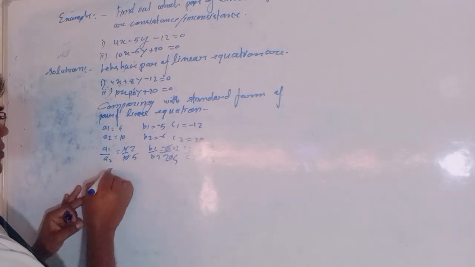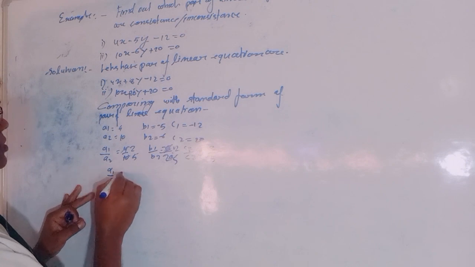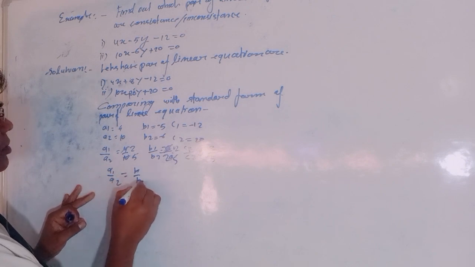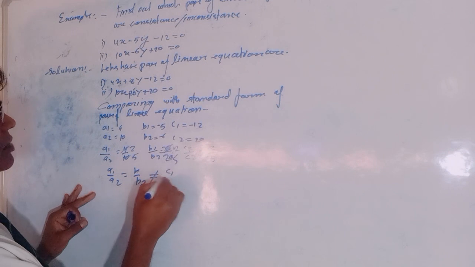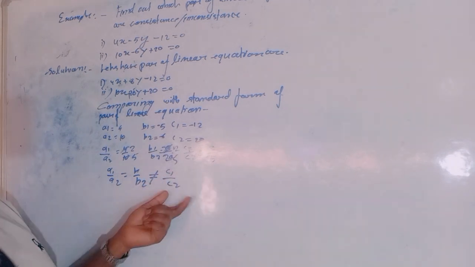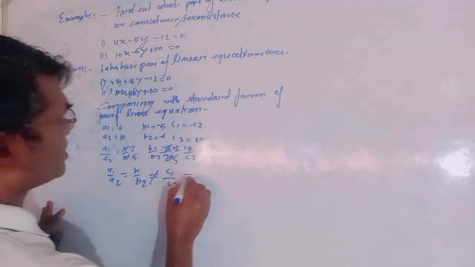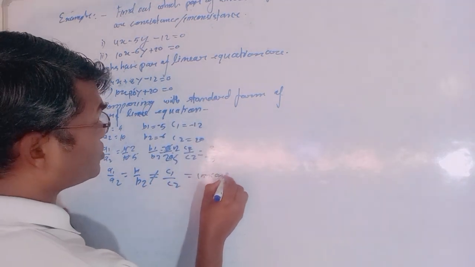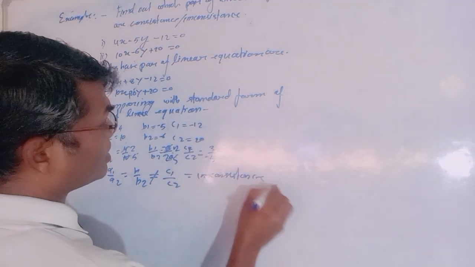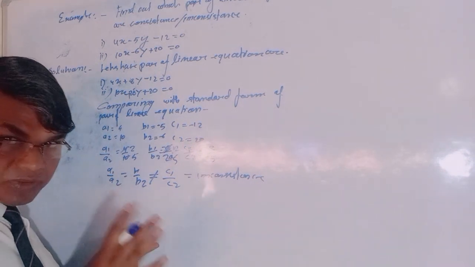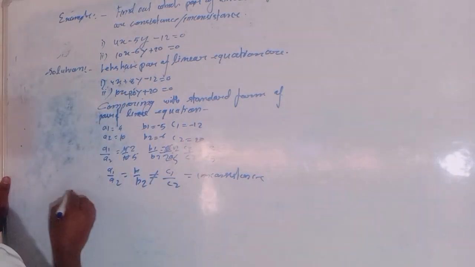So here A1 by A2 is equal to B1 by B2 is not equal to C1 by C2. So which type of condition is this? It shows that the equations are inconsistent.